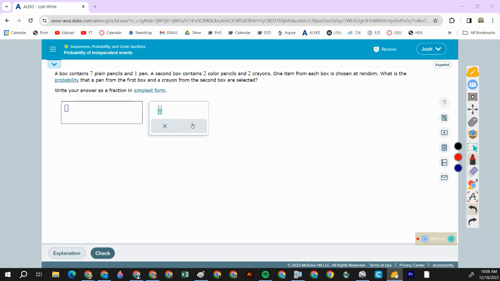Okay, I'm going to change this problem. So I am drawing from this box, and I'm going to draw twice. I will have a first draw and a second draw. What is the chance that they are both pencils?